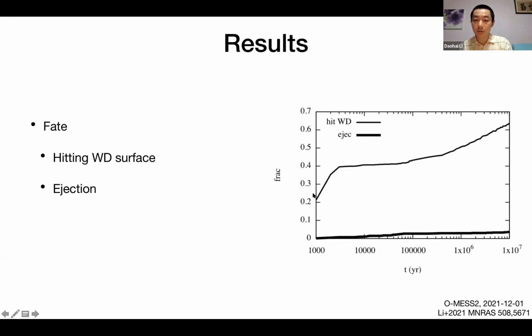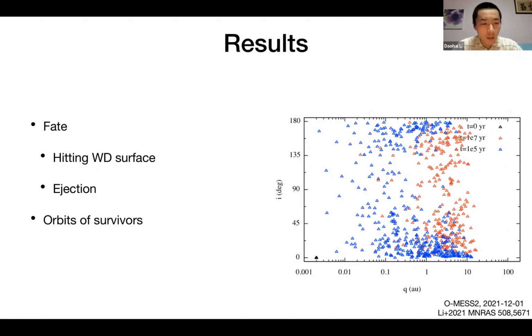For hitting the white dwarf, we have an initial surge within a few thousand years, and after that, we have a long tail. Overall, a few tens of percent of the fragments would hit the white dwarf. Then we would like to pay attention also to the orbits of the survivors. Here we show the fragments' pericenter distance and their inclination. At time 0, just after the disruption, all fragments have exactly the same orbits, so their mutual inclination is basically 0. But at 10 to the 5 years, as the blue points show, their orbits are very much dispersed. So the orbital dispersing timescale is 10 to the 4 years.